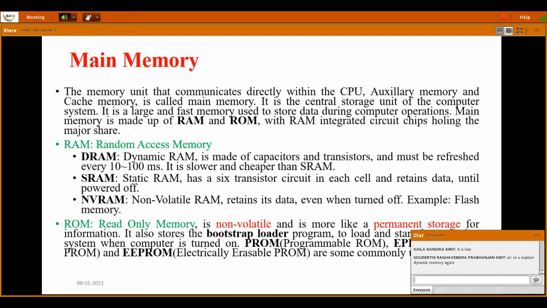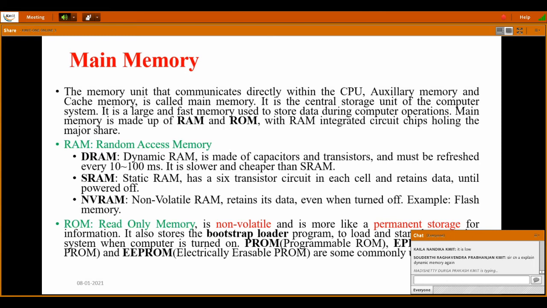Then here we are reviewing what we discussed till now. What is main memory? Main memory is a unit that communicates directly with the CPU. Auxiliary memory and cache memory are also connected to it. We know everyone, it is the centralized storage unit of the computer system. It is a large and faster memory used to store data during computer operations. Main memory is made up of RAM and ROM, with the RAM integrated circuit chips holding the major share.